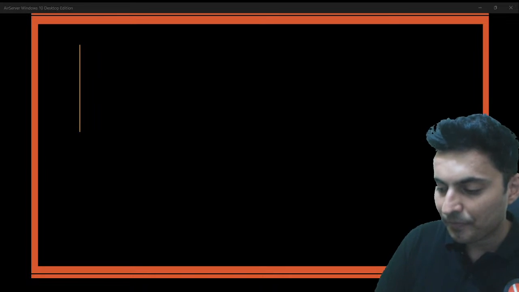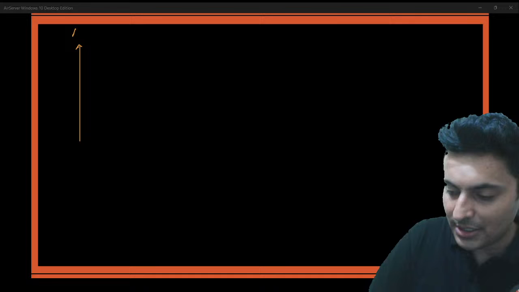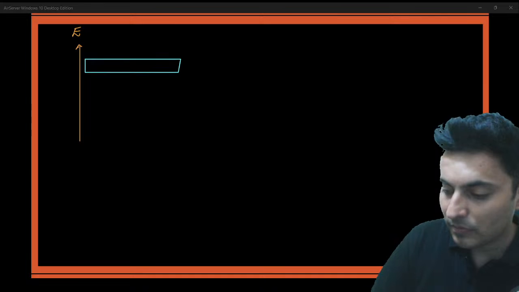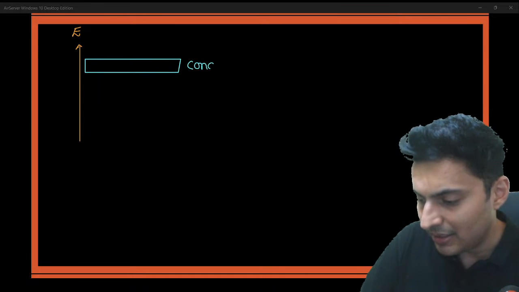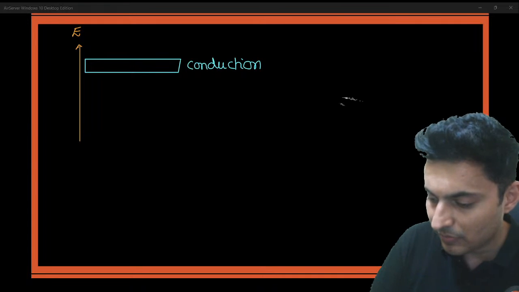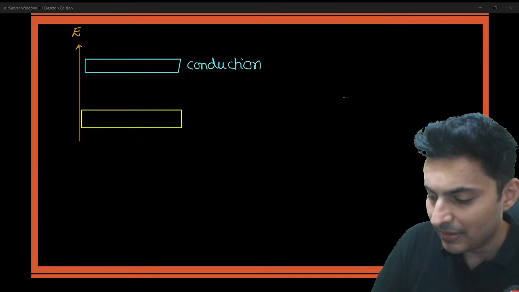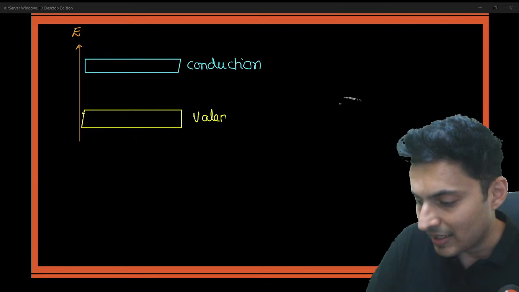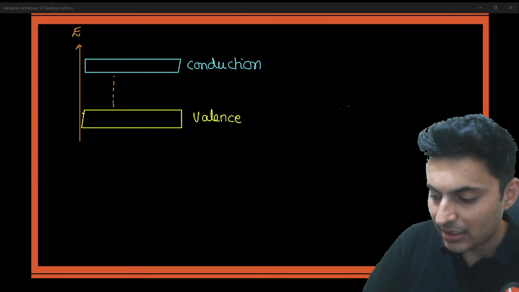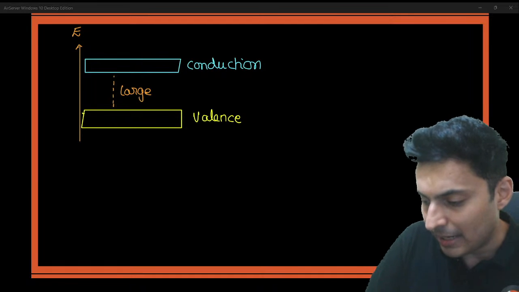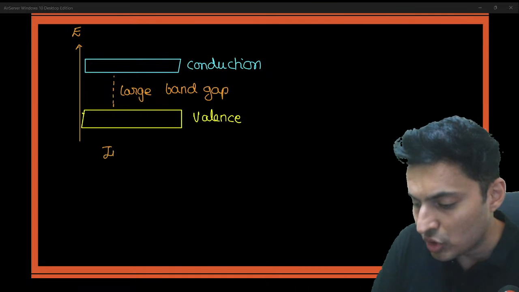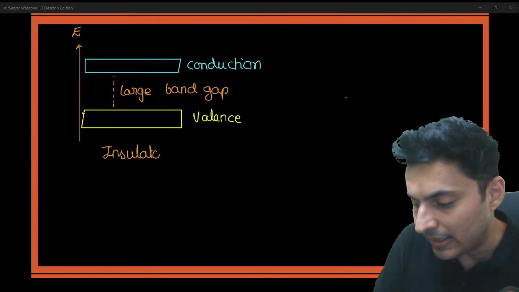So, if this is energy, you have energy bands. You have something called the conduction band, and you have something called the valence band. If this is the kind of diagram that you get, a large gap, you have a large band gap, then what is it, my dear warriors? If you have a large band gap, then it is an insulator. It is an insulator. Keep this in mind.